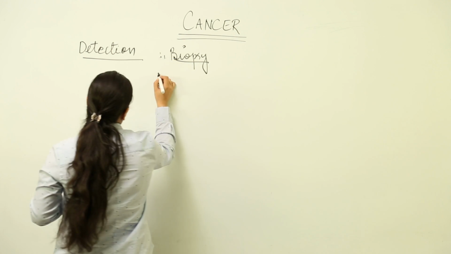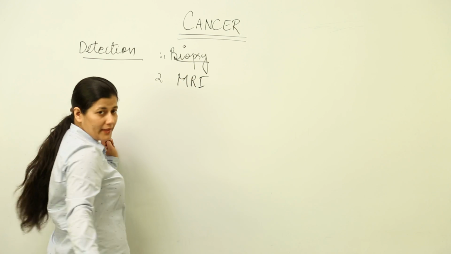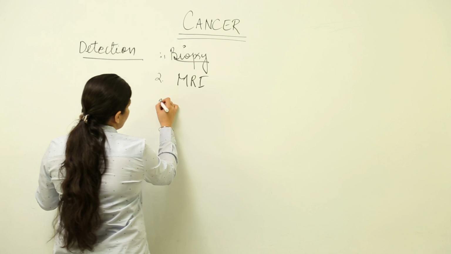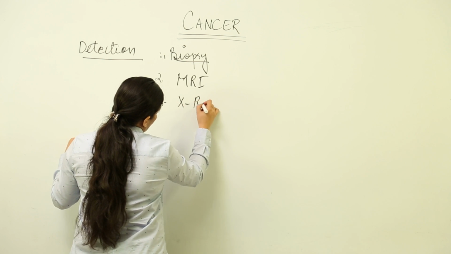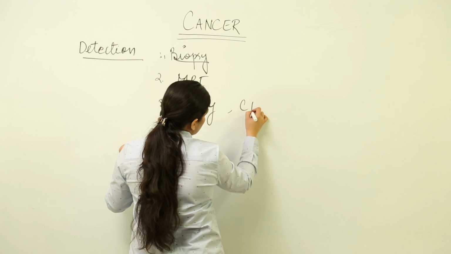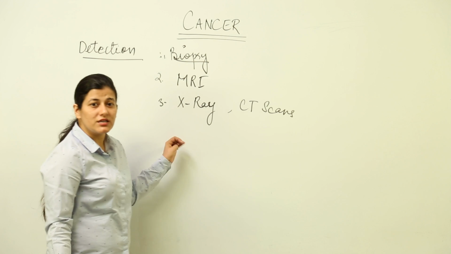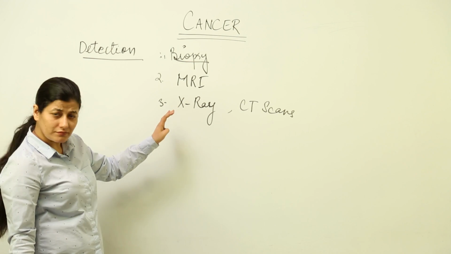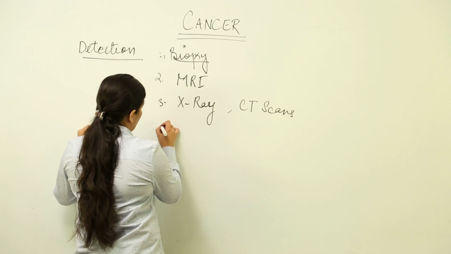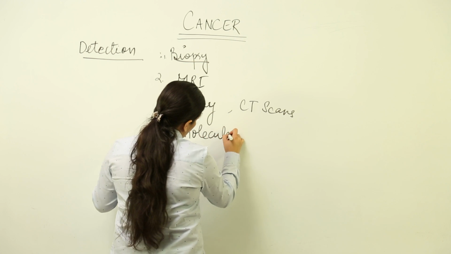Apart from that, we have methods and techniques like MRI, magnetic resonance imaging. We have techniques like X-ray, where we are going to see what is inside the body. We have computerized tomographic scans that could tell us what lies inside the body, if there is any unwanted growth. Apart from this, we are nowadays having molecular biology diagnostics as well.